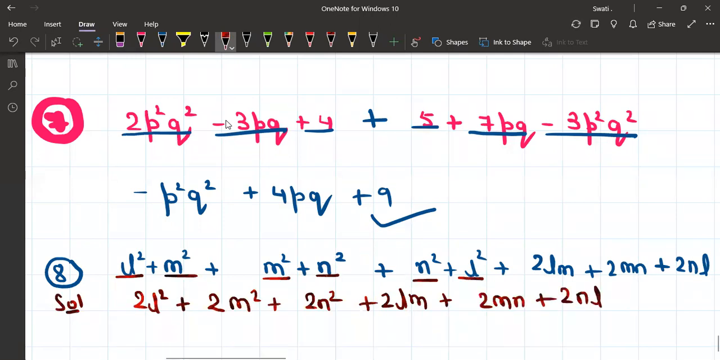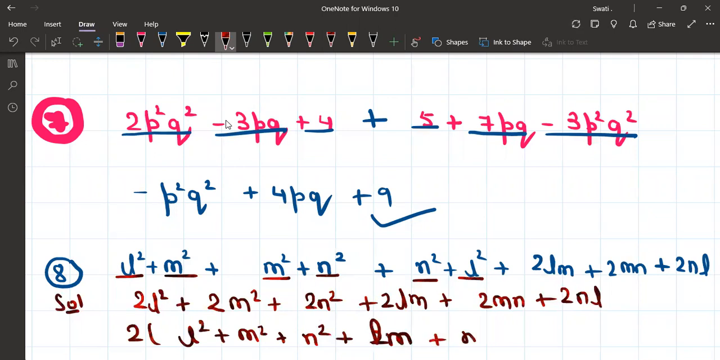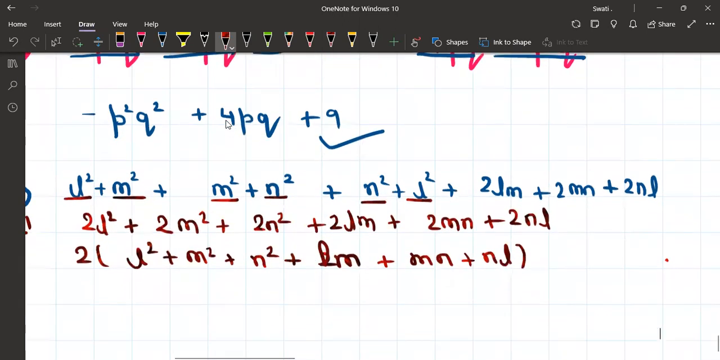Now here what I'm going to do, I'm going to take these two commons, right? So it will become 2 times L square plus M square plus N square, because we can do that since 2 is with all the terms. So that is why we can take that common. So Lm plus Mn plus Nl. That is the answer.